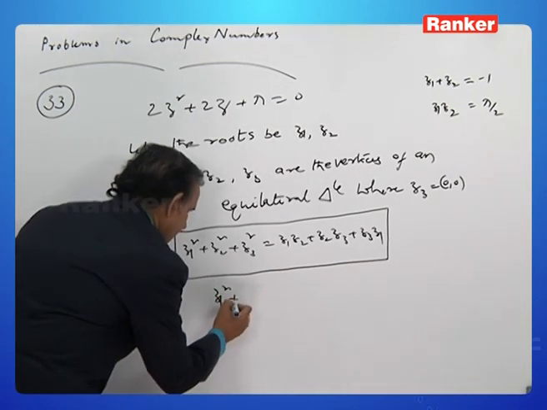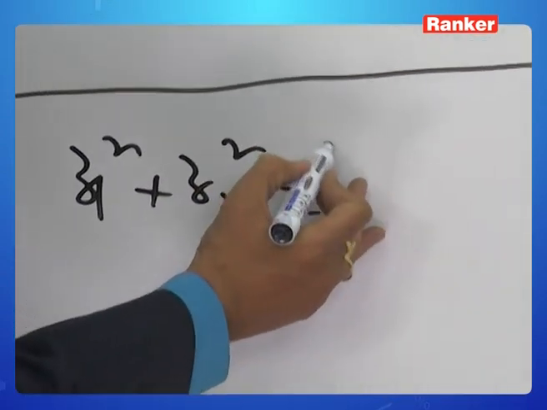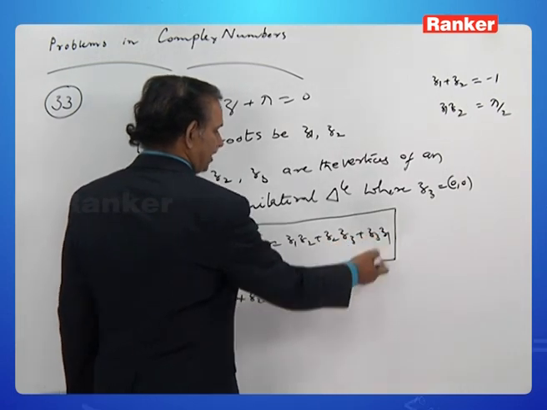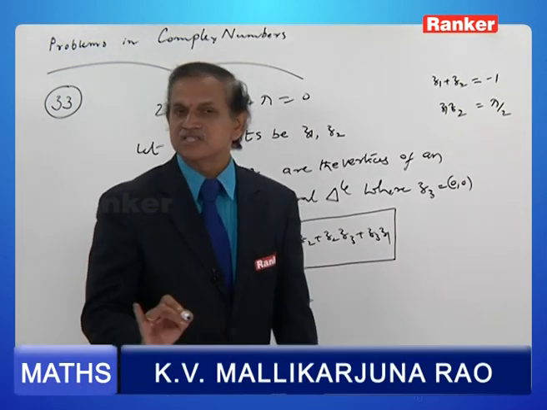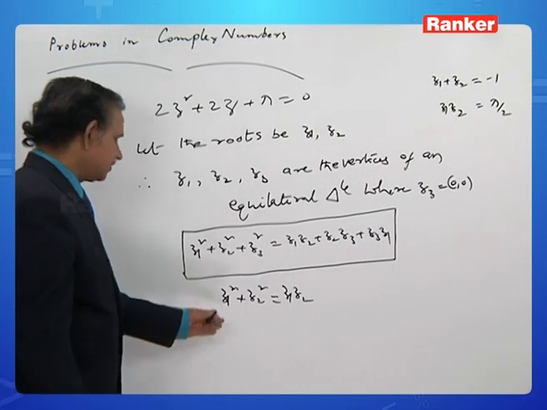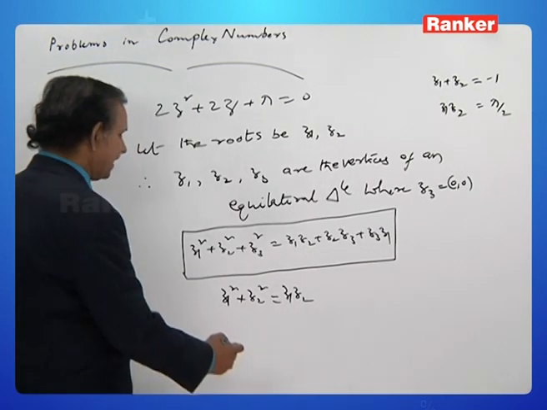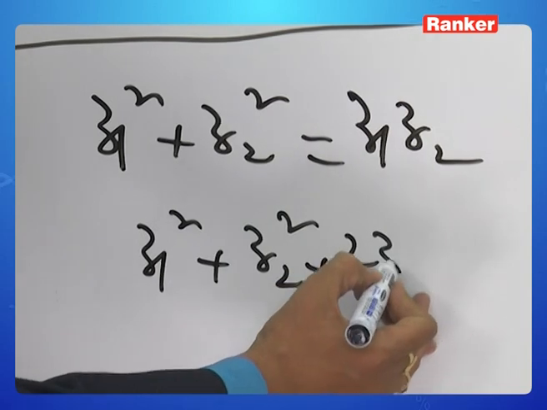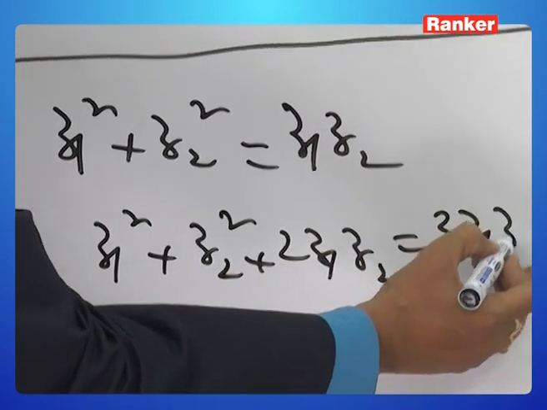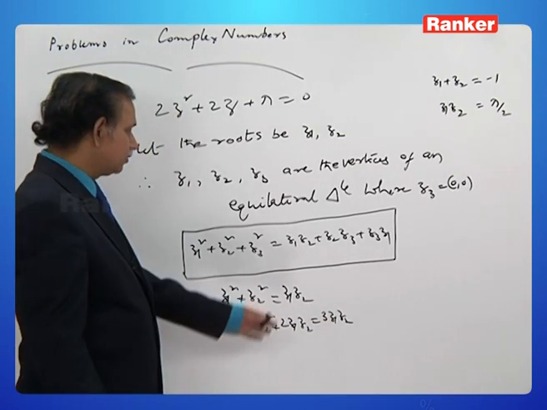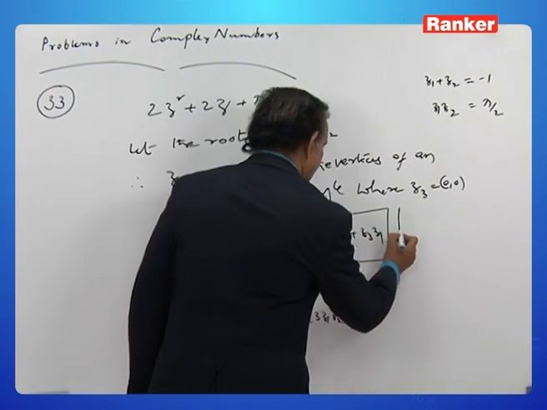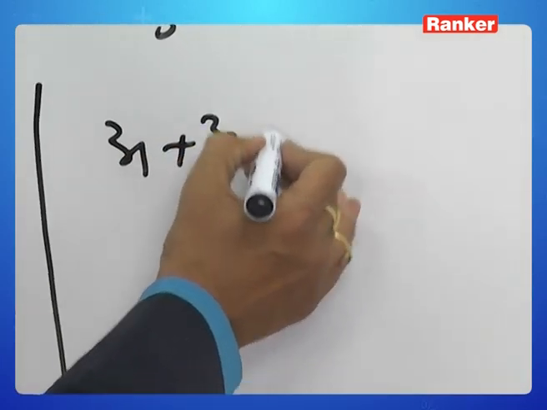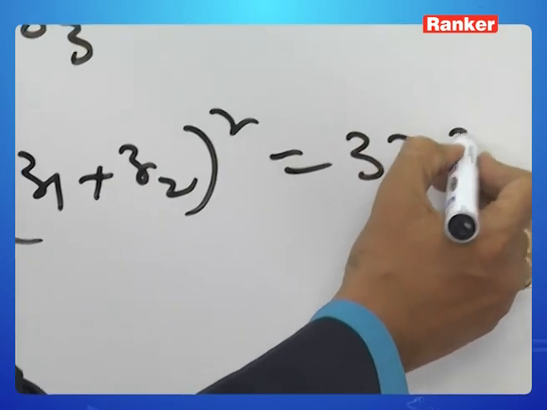Therefore, z1 square plus z2 square is equal to z1 z2 plus z2 z3 plus z3 z1. z3 is origin, so z2 into 0 is 0, 0 into z1 is 0. Therefore, what happens to the right hand side? Just z1 z2 we have. So z1 square plus z2 square is equal to z1 z2. Let me add 2 z1 z2 on both the sides. z1 square plus z2 square plus 2 z1 z2 is equal to 3 z1 z2, isn't it? Why should you add 2 z1 z2? So that you can observe that the left hand side is (z1 plus z2) whole square. (z1 plus z2) whole square is equal to 3 z1 z2.